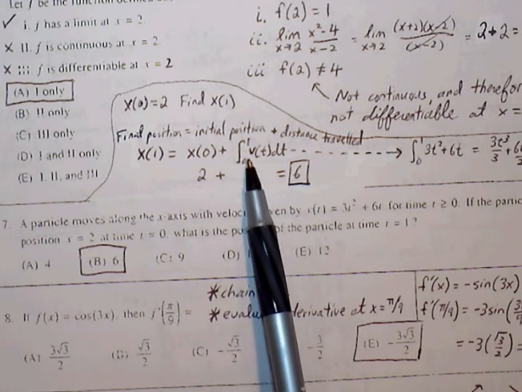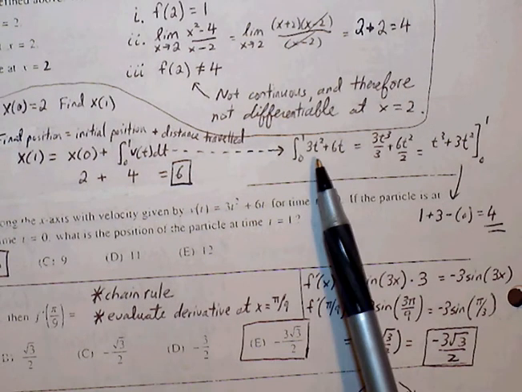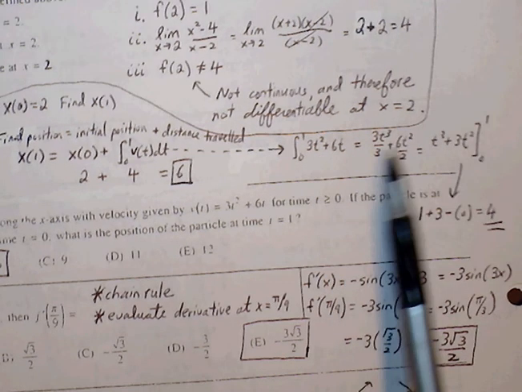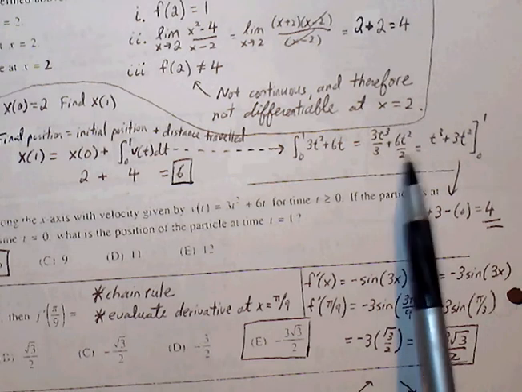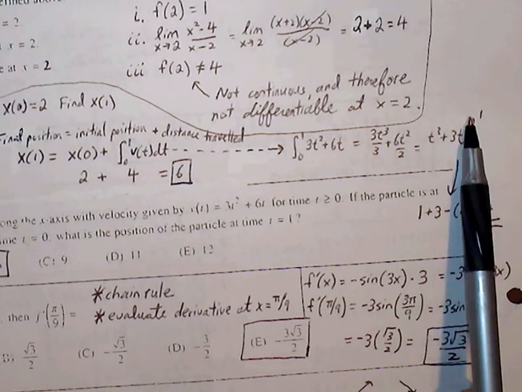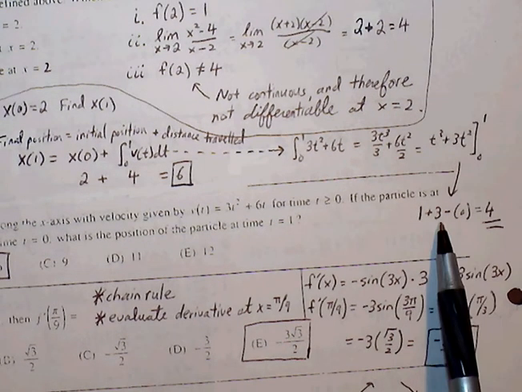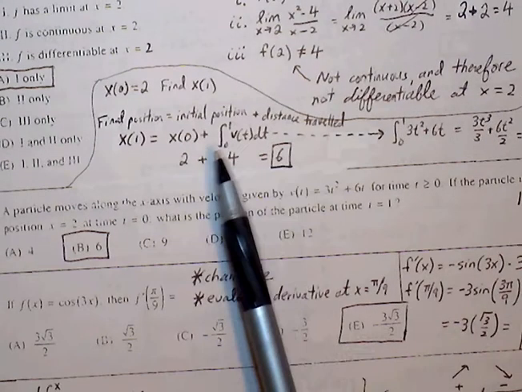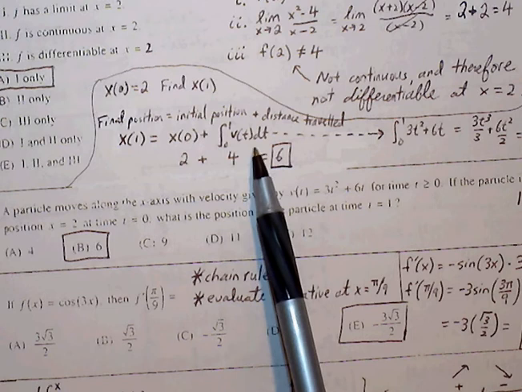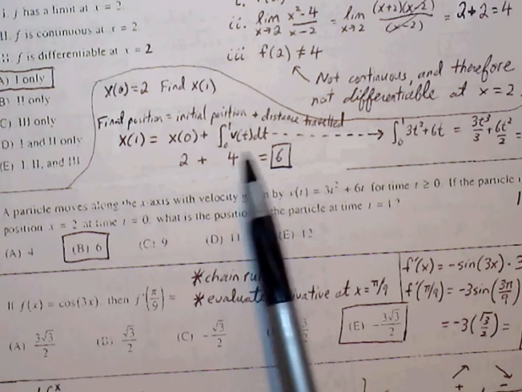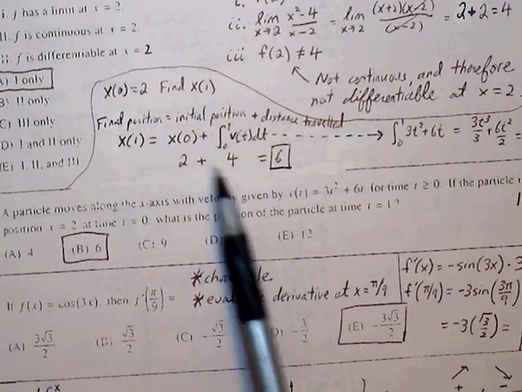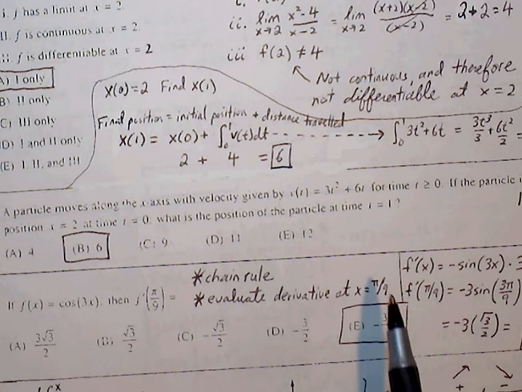Now to find the definite integral of v of t, we can just go through the power rule here. v of t is 3t squared plus 6t. This will give us 3t cubed over 3 plus 6t squared over 2. And then that simplifies, and we can plug in our upper and lower bounds, which gives us 1 plus 3 minus 0, which is 4. And so we have the integral of v of t from 0 to 1 is 4. So that's the distance traveled plus our starting position will give us our final position at 6.